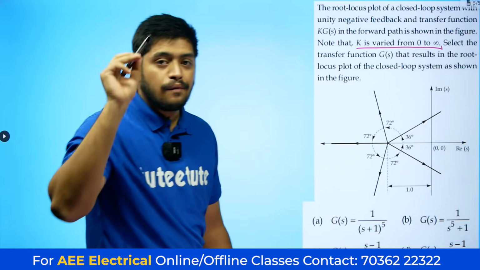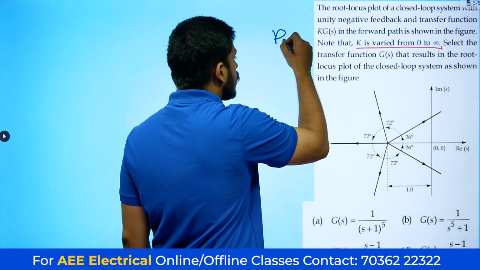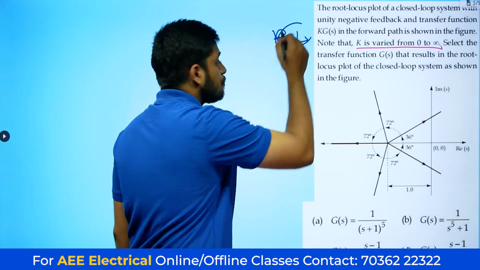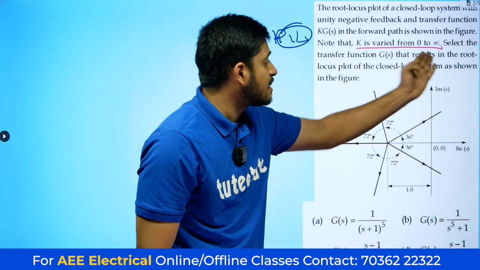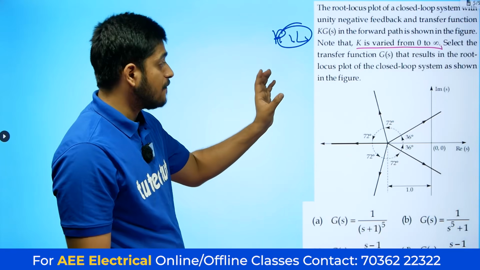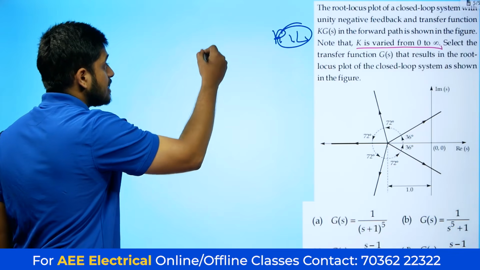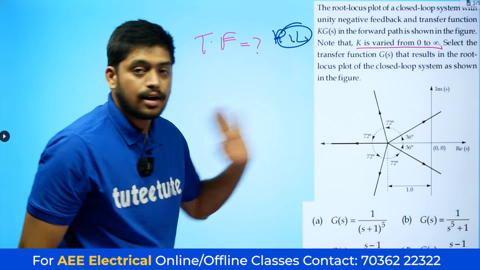What does that mean? When the gain K is varied from 0 to infinity, it is nothing but root locus. We are working on root locus. Previously we have seen a question. Next, select the transfer function that results in the root locus plot of the closed loop system as shown in the figure. So we need to find what is the transfer function for the given particular root locus plot.